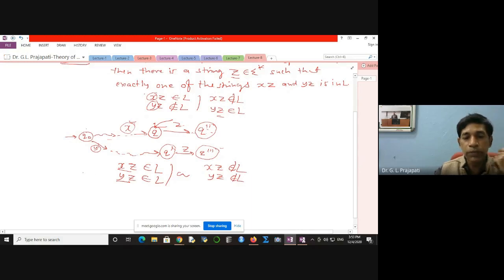So what is here? If you have the two strings x and y, and you have the string z, and once you have concatenated, then xz is in the language, and yz is also in the language. Either this condition is true, or xz is not in the language, and yz also is not in the language. In this situation, you can say that x and y are not distinguishable.